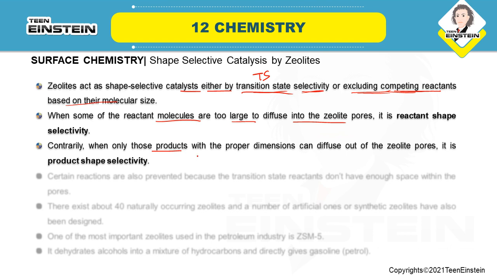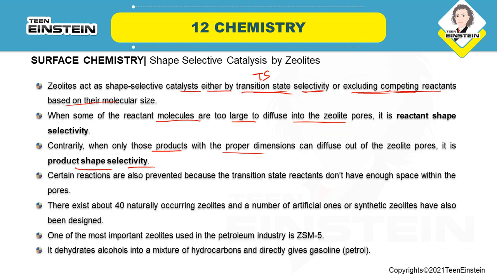Contrarily, only those products with the proper dimension can diffuse out of the zeolite pores. Now suppose the reaction is complete. The product molecules must come out of the pores. But if it is not of proper dimension, it cannot come out of the pores. Then we will say it is product shape selectivity. So both are possibilities, reactant shape selectivity or product shape selectivity. Certain reactions can also be prevented because the transition state reactants do not have enough space within the pores. As mentioned in the first line, this is actually saying the same thing.